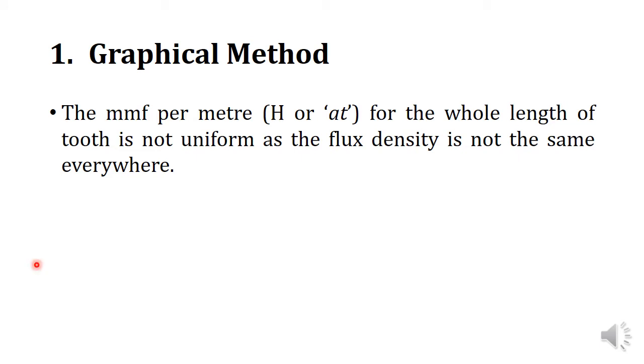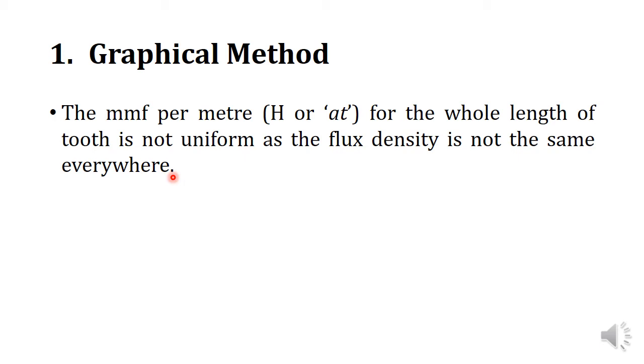As we know, the MMF is given by H into L, where H is the magnetizing force and L is the length of magnetic path. So first of all we have to find H. The mm per meter, that is H, or otherwise denoted by small letters at, for the whole length of the tooth is not uniform, as the flux density is not the same everywhere. This is because the flux density is equal to flux by area, and the area of cross section of tooth will be more at the bottom and less at the top. So, due to the irregularity of the shape of the tooth, the flux density is also not uniform.